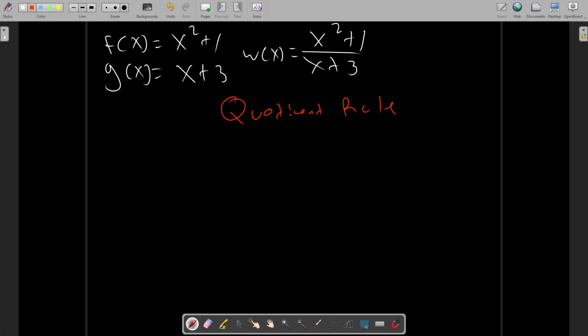And the way that I like to think of this, and that many teachers teach it, is low d high minus high d low over low squared. So what does this mean? Well, you can imagine that low is the bottom of the function, the denominator, and that high is the numerator of the function. So then, knowing that, what do we immediately think about this?